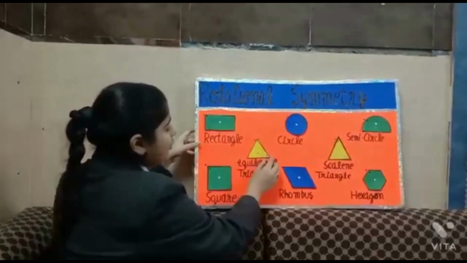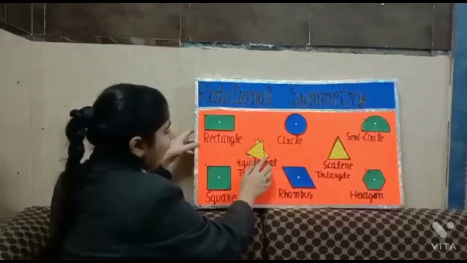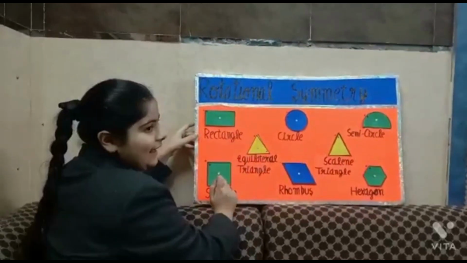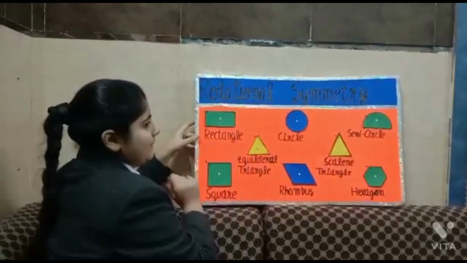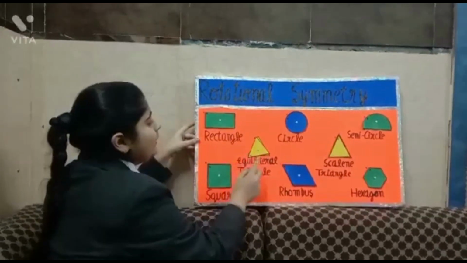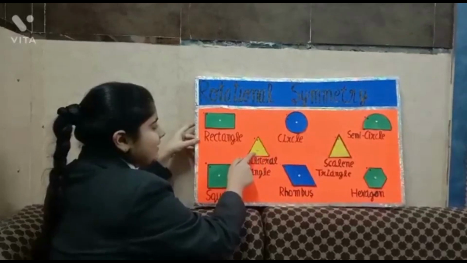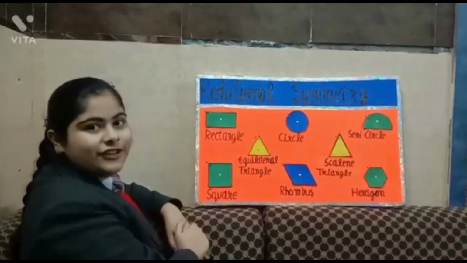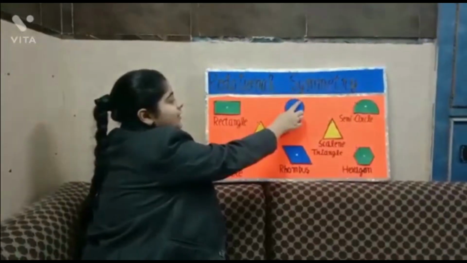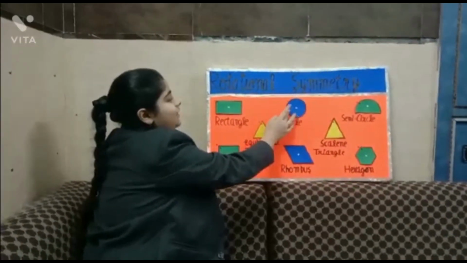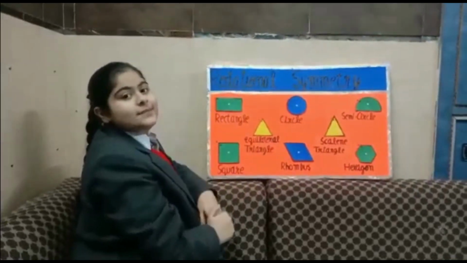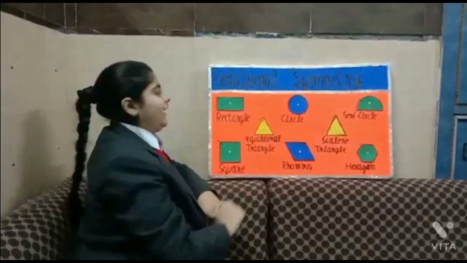When we rotate the equilateral triangle by 120 degrees, it looks exactly the same. Similarly when we rotate it by 240 degrees and 360 degrees. So the order of rotational symmetry is 3. When we rotate the circle by any angle, it looks exactly the same. So the order of rotational symmetry of a circle is infinite.